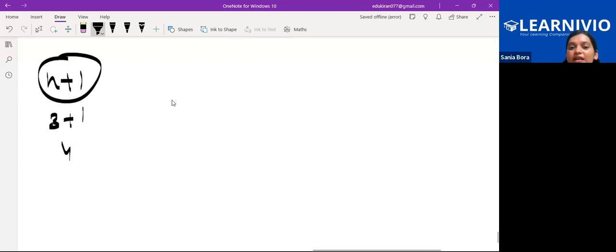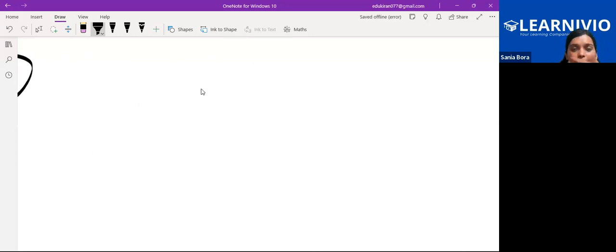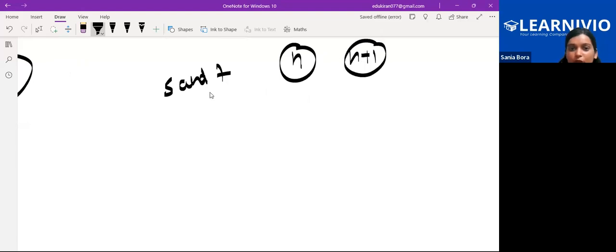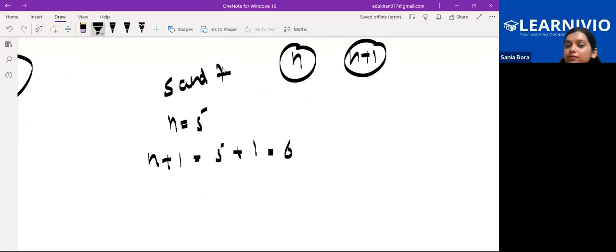But in case I ask you how many numbers lie between the square of 5 and 7, we will check whether this is n and n plus 1 or not. So n is 5, so n plus 1 would be 5 plus 1, 6. But here what is this? 7. So is this the pair of n and n plus 1?